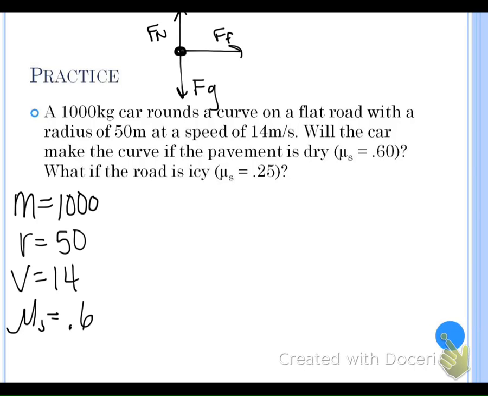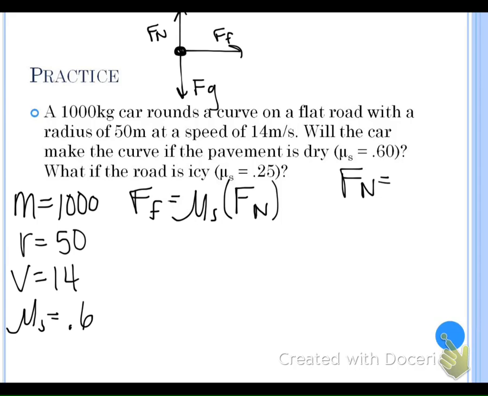Friction. All right. So we're solving for the frictional force first. What's the equation for a frictional force? Coefficient times the normal force. There we go. So how do we go about solving for the normal force here? It's the same as the force of gravity, okay? Because the car's not jumping up and down here. It's staying on that surface.